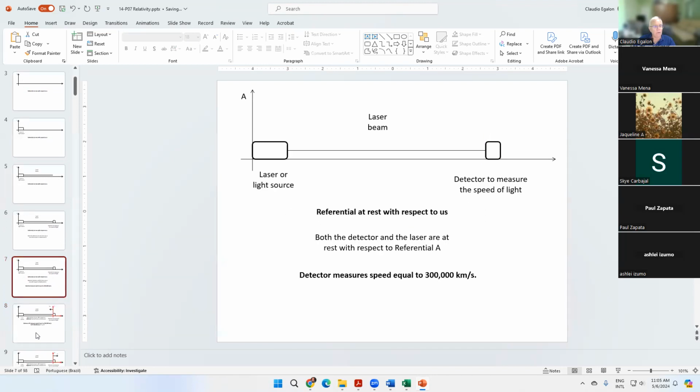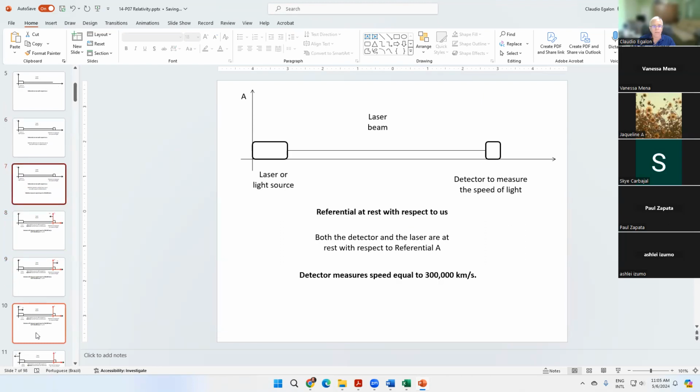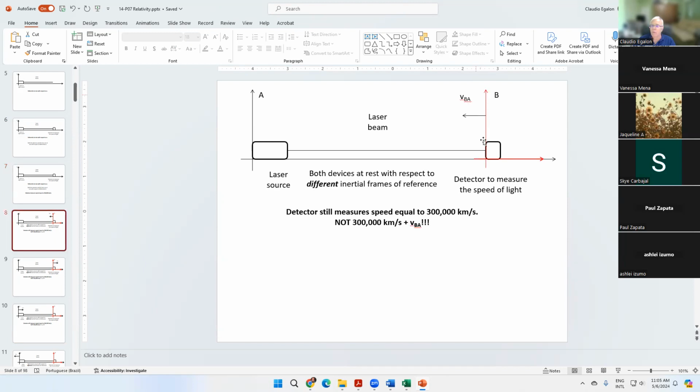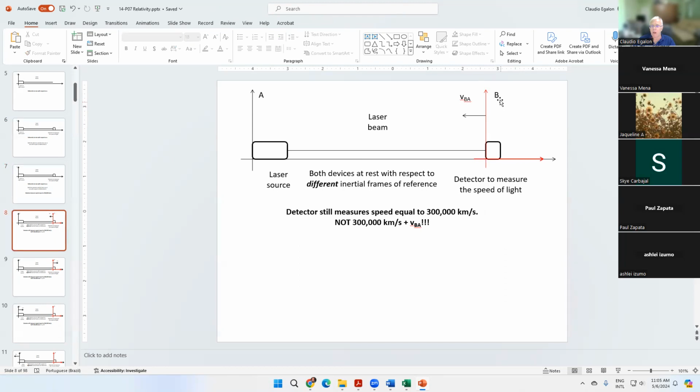What's not simple enough is what Einstein proposed in his postulate of special relativity. Now, instead of having my detector at rest with respect to the laser, I'm going to put my detector in a referential B moving towards the laser source. Now this detector is approaching at a given speed, V_BA, the velocity of referential B with respect to referential A.